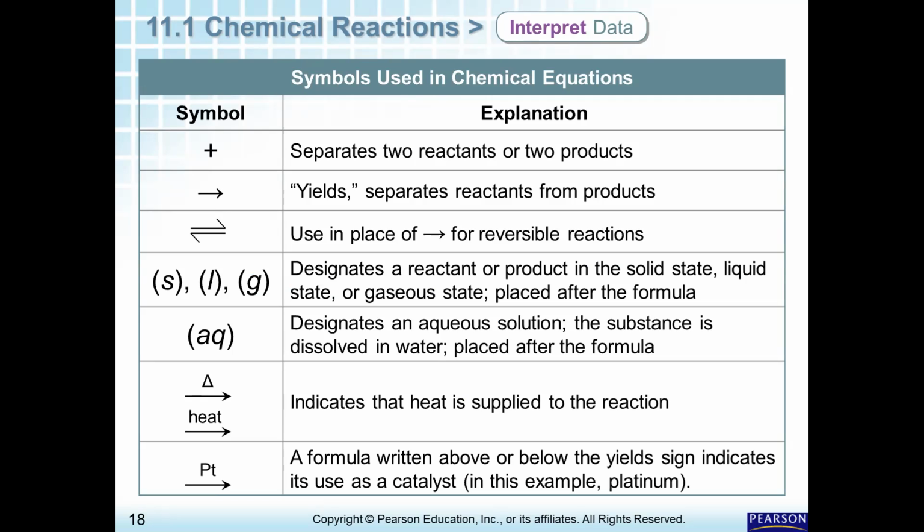This is the state of matter. The aqueous means this. The triangle means heat, the same thing as the word heat. That's for the catalyst, or Pt for platinum. Sometimes they do the reactions on the surface of a platinum plate in order to get some electrons, and that will help the reaction to go on.